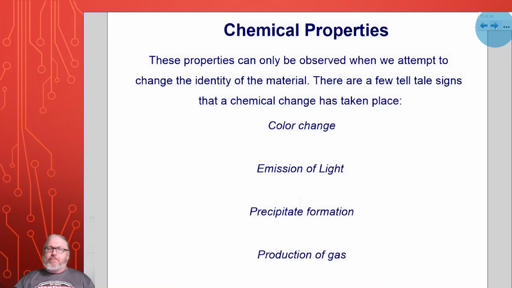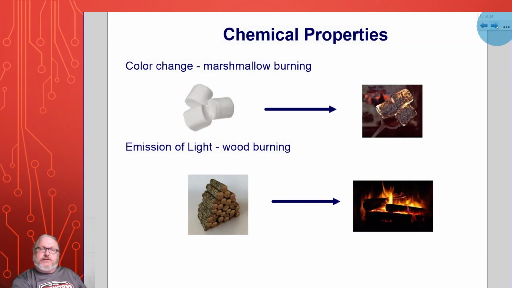So when we have changed the identity of the material, we can see some things that make us know that it's changed. One is the color change, when light is emitted, when a precipitate is formed, or when a gas is formed. These are considered changes of the chemical properties of what that substance is, right?